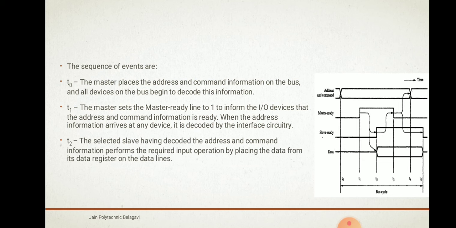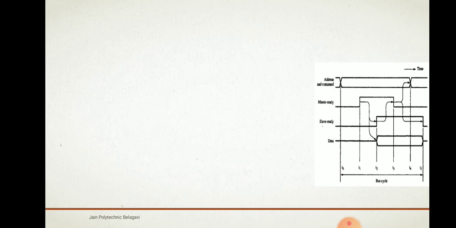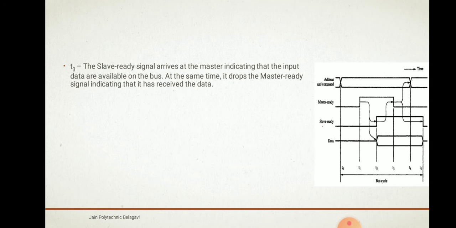Now at time t2, the selected slave performs the required input operation by placing the data from the data register on the data lines. At the same time, it sets the slave ready signal to 1. Setting slave ready to 1 means that it has performed the required operation. Here the bus gives its asynchronous nature. The slave ready signal arrives at the master, indicating that the input data is available on the bus.